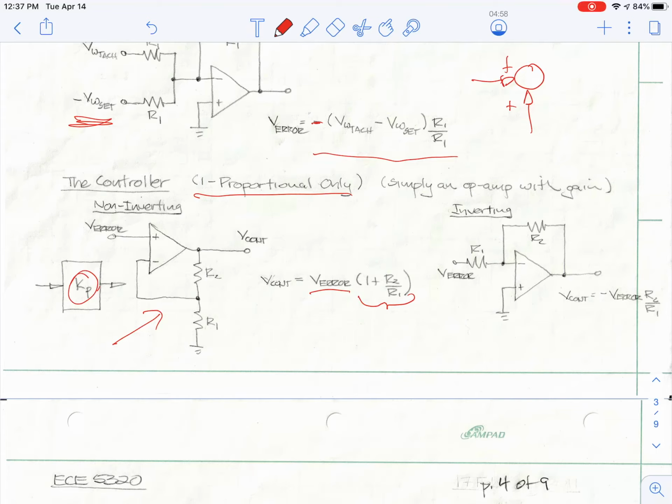Well, it can if you float R1 to infinity, which you do in a buffer. Or it can be inverting. Inverting amplifiers can actually attenuate also. So in this case, I could have R2 less than R1, and I could actually build an attenuator instead of something with gain. It would multiply the V error in the input by some number less than 1 and produce a smaller voltage on the output.